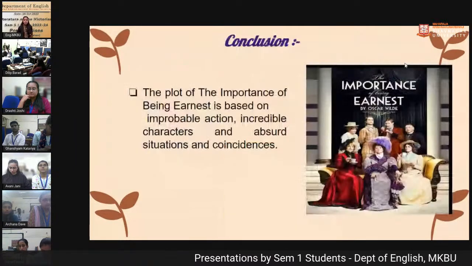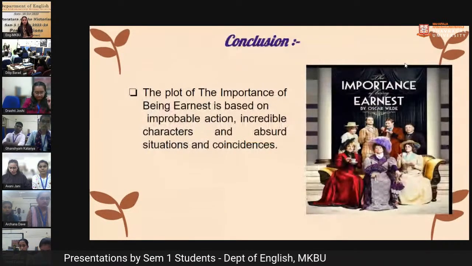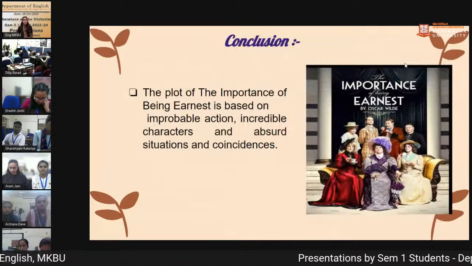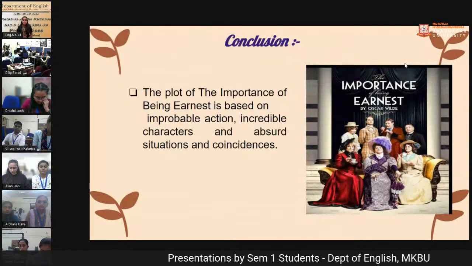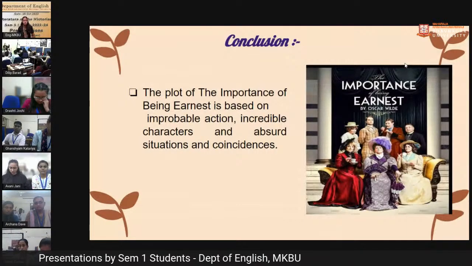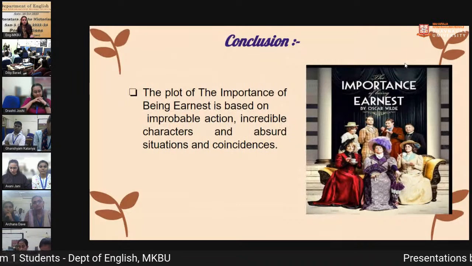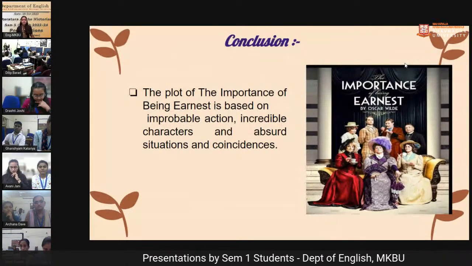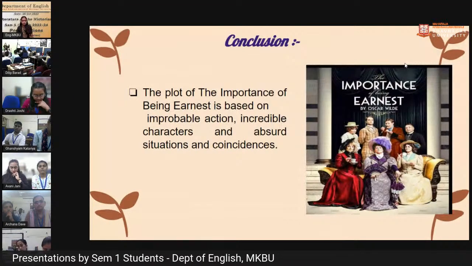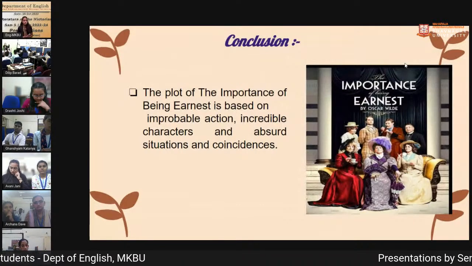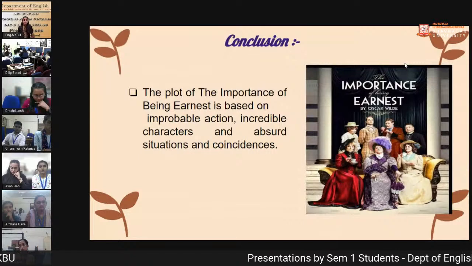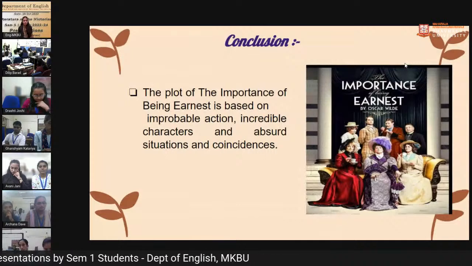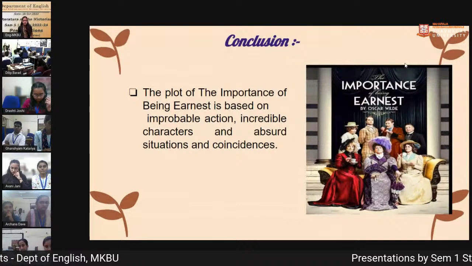Conclusion: the plot of The Importance of Being Earnest is based on improbable actions, incredible characters, and absurd situations and coincidences. This play also runs the title through to the end of the play. We can find why this play's title is like that: at the end, the character of Jack Worthing finds his real family, becomes christened with the name, and finds out why he was trying to be Ernest.